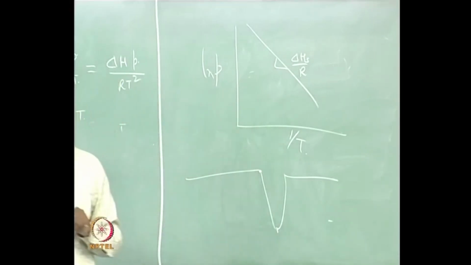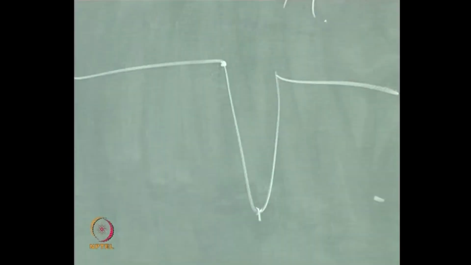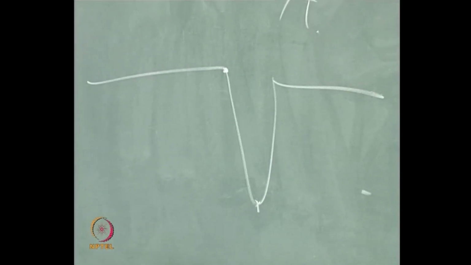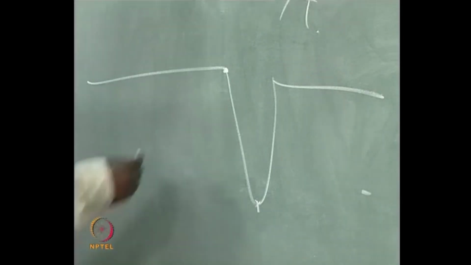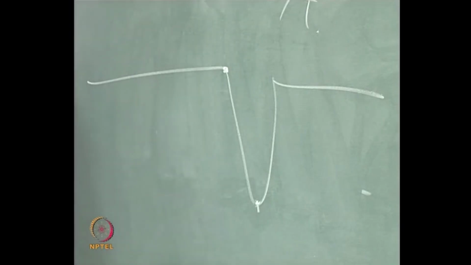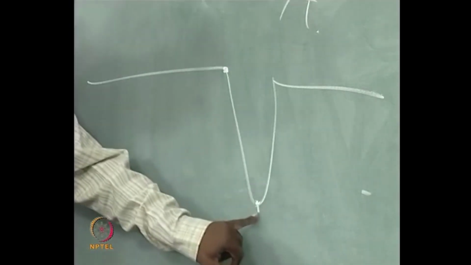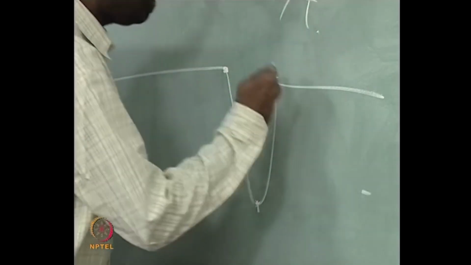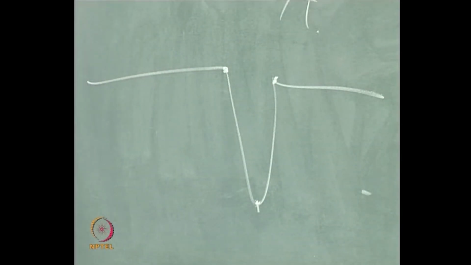Anybody knows? In any DSC, what does the peak indicate? Anisha, what does the peak indicate in a DSC? You always know that there is a temperature difference between this and this, they are not the same. So in principle there are three temperatures associated with any phase transformation or any reaction in a DSC. What are these three temperatures? What is the physical meaning of these three temperatures?